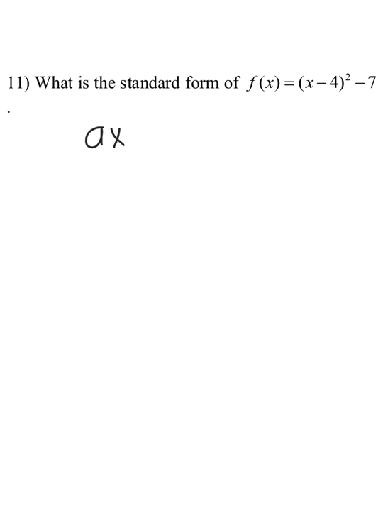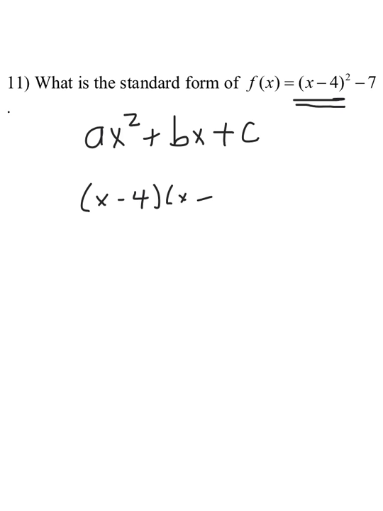ax squared plus bx plus c. So we want it to look like this when we're finished. So what we have to do is take this binomial and break it into its 2 parts, because this is actually x minus 4 times itself. So x minus 4 times x minus 4. We're going to do that first. At the end, we're going to subtract 7.